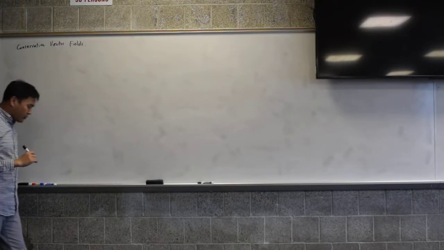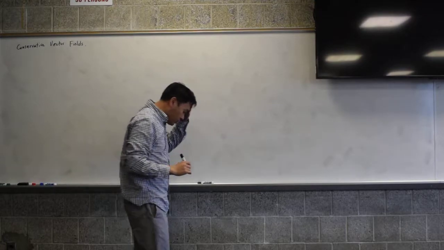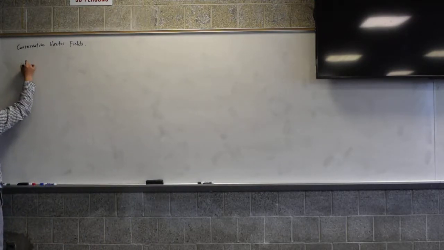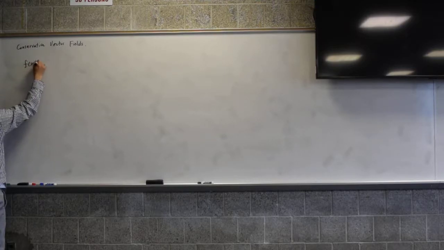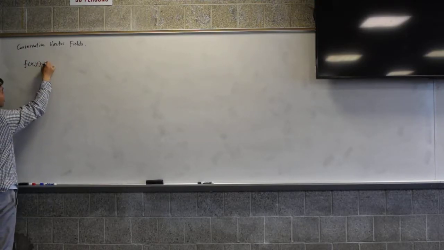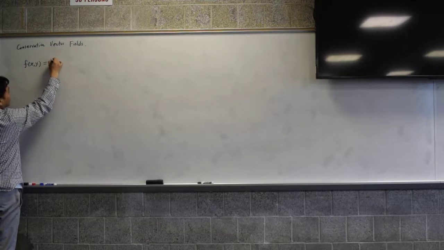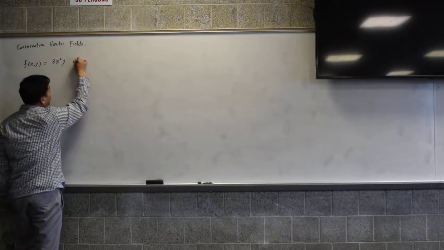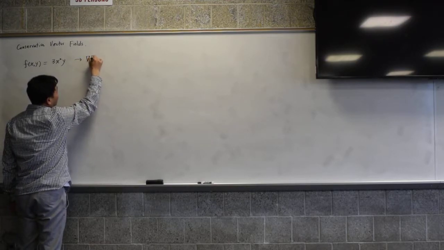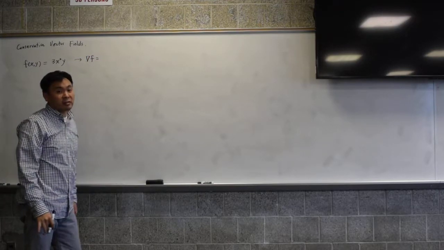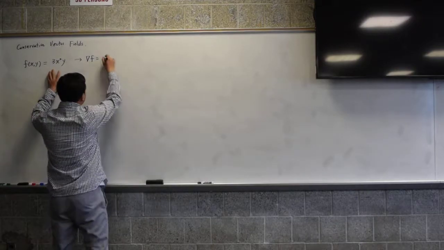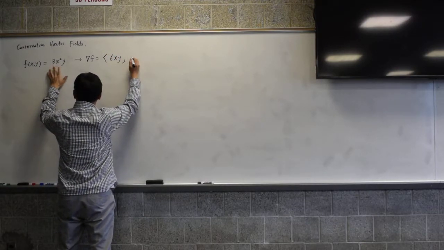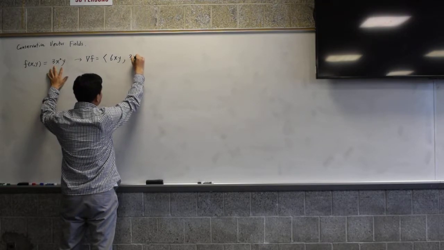Now, the first thing you have to understand is that if I have a function of x comma y, let's think about an example, say 3x squared y, then its gradient becomes a vector field. Let's see why. If I differentiate this by x, it's 6xy. If I differentiate this by y, it's 3x squared.